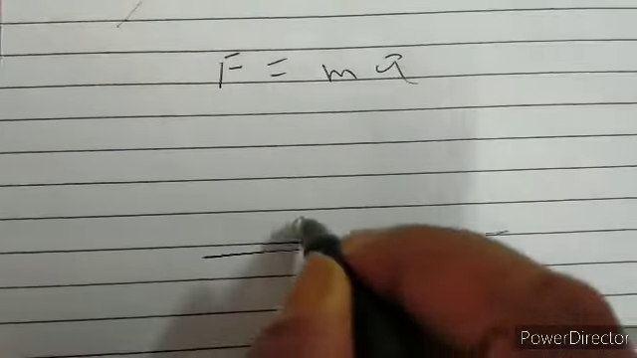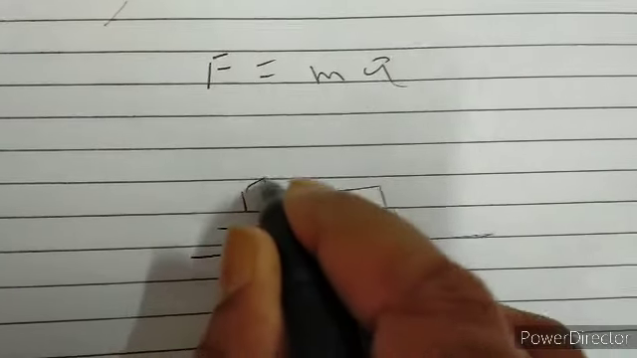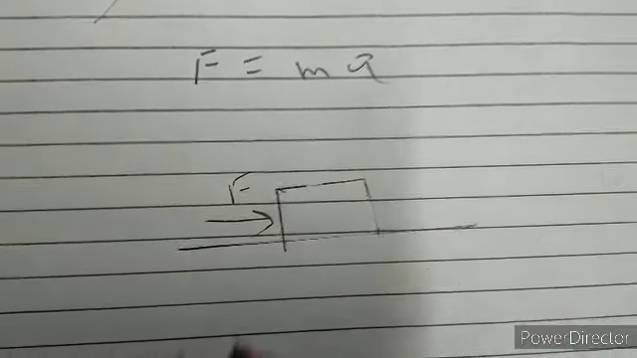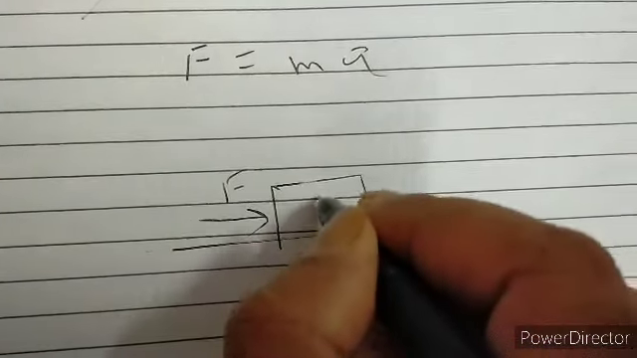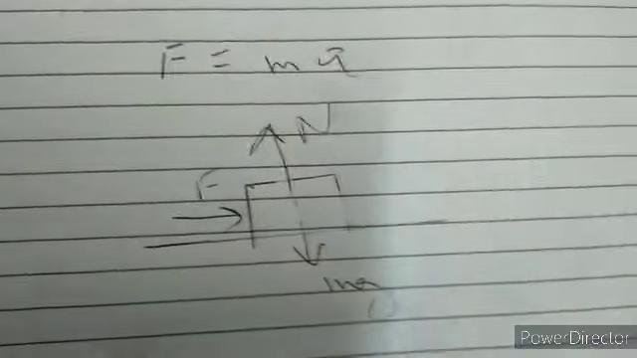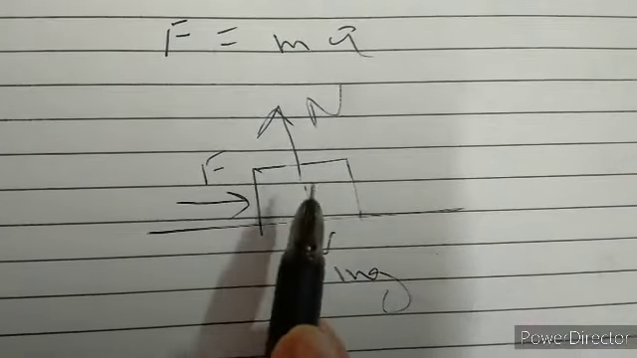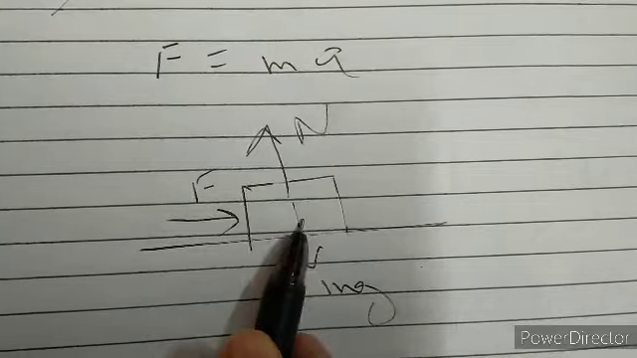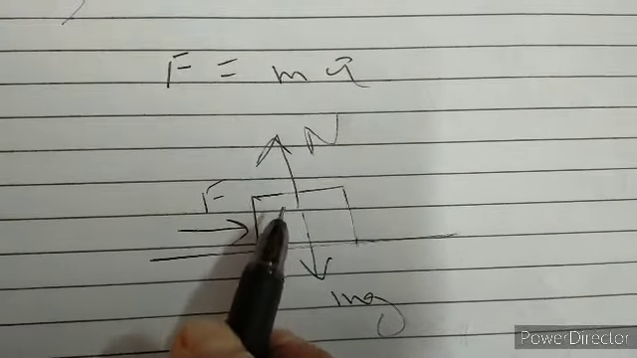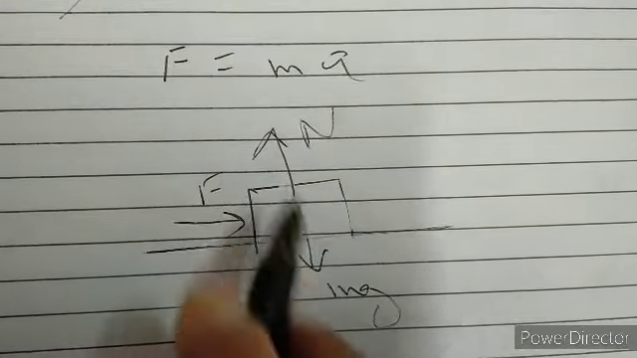For example, suppose this is the block and the force is applied from this side. How many forces are acting? F in this direction, mg in the downward direction, normal reaction in the upward direction. Then this block is not moving in the upward or downward direction. It means the net force is 0 in the vertical direction, or there is no acceleration in the vertical direction.